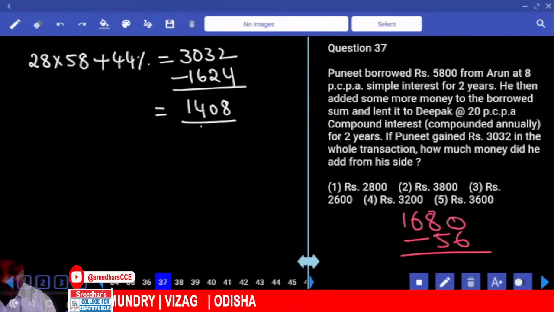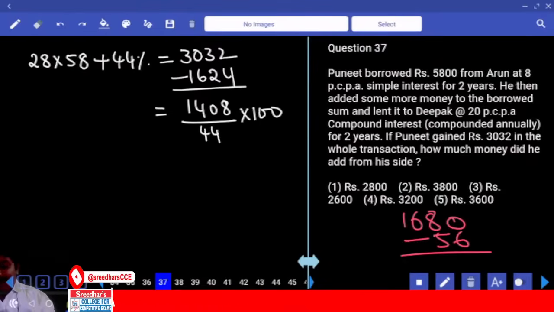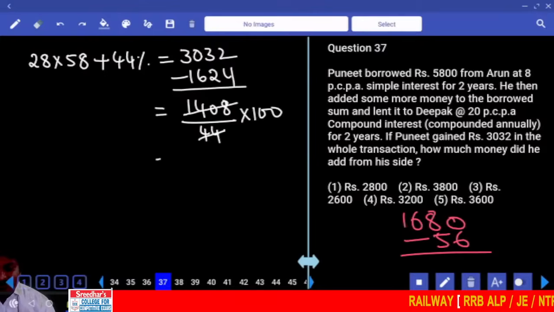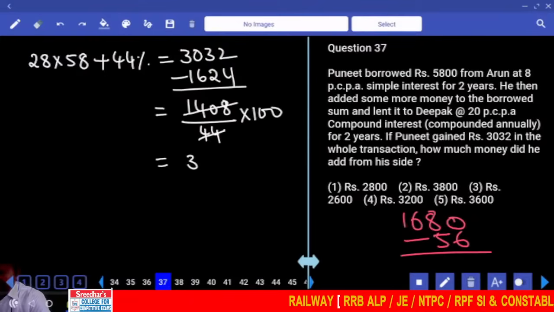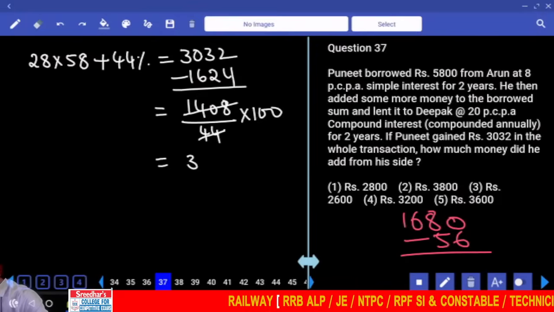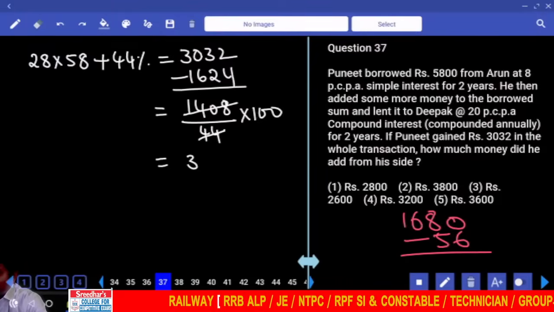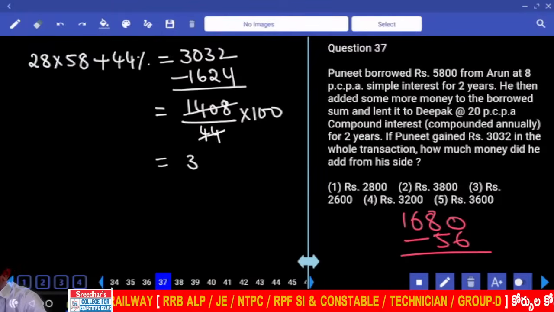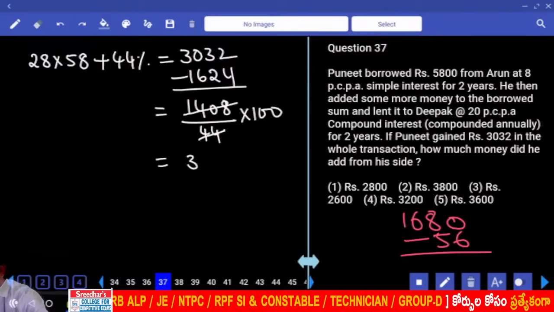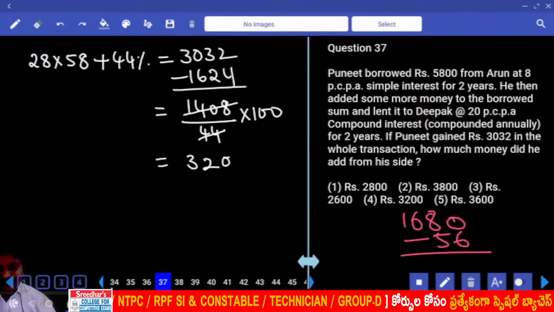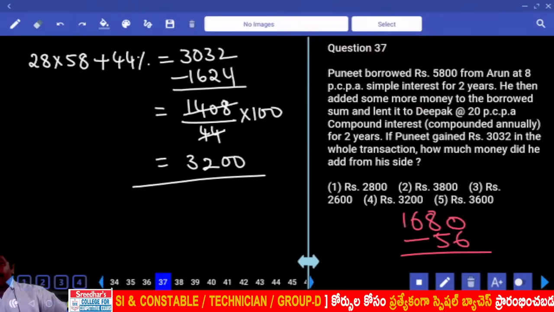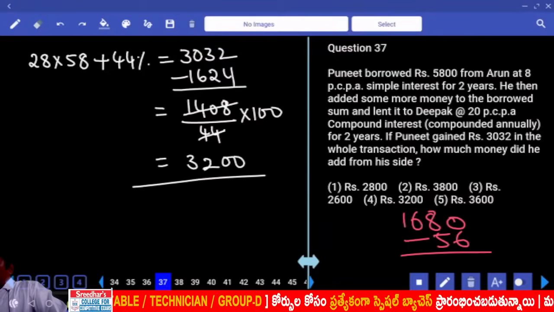Then 1% value is equal to 1408 by 44 and you need 100% into 100. Are you fine? Come on. 44 3 times. 44 threes. 132. 8 and then 8. 88. 2 times. 00. This is your principal, which you paid from your pocket.